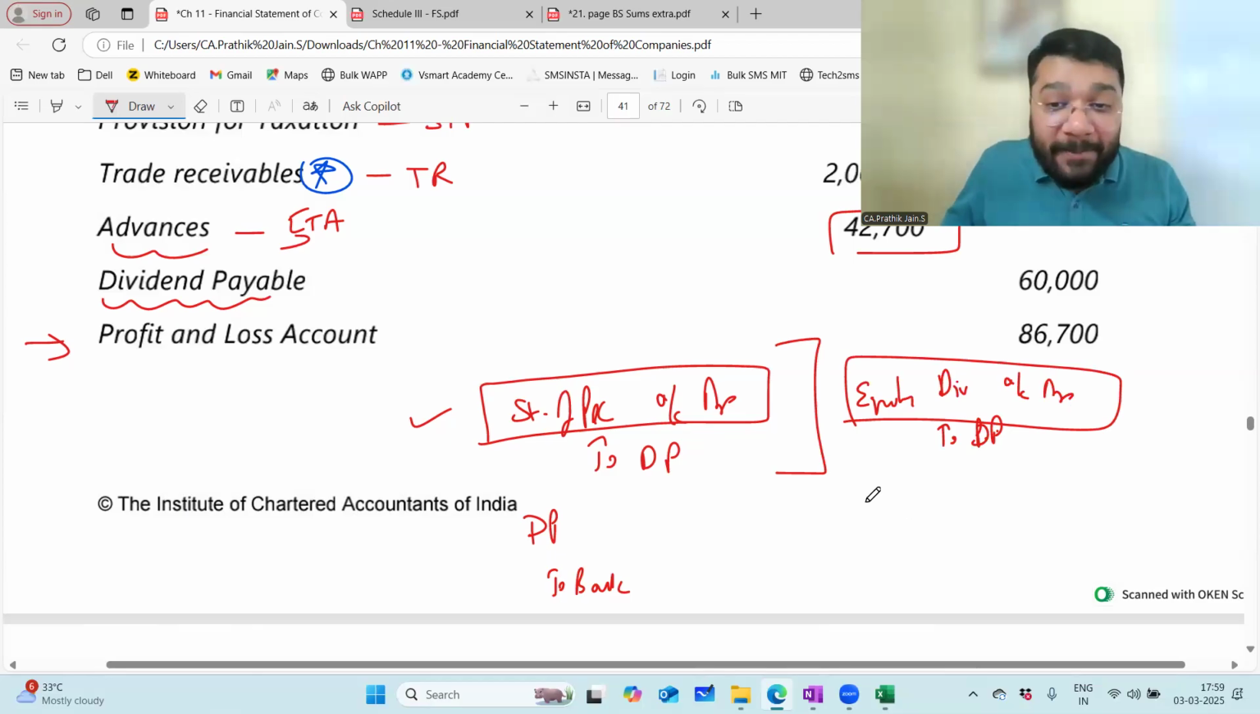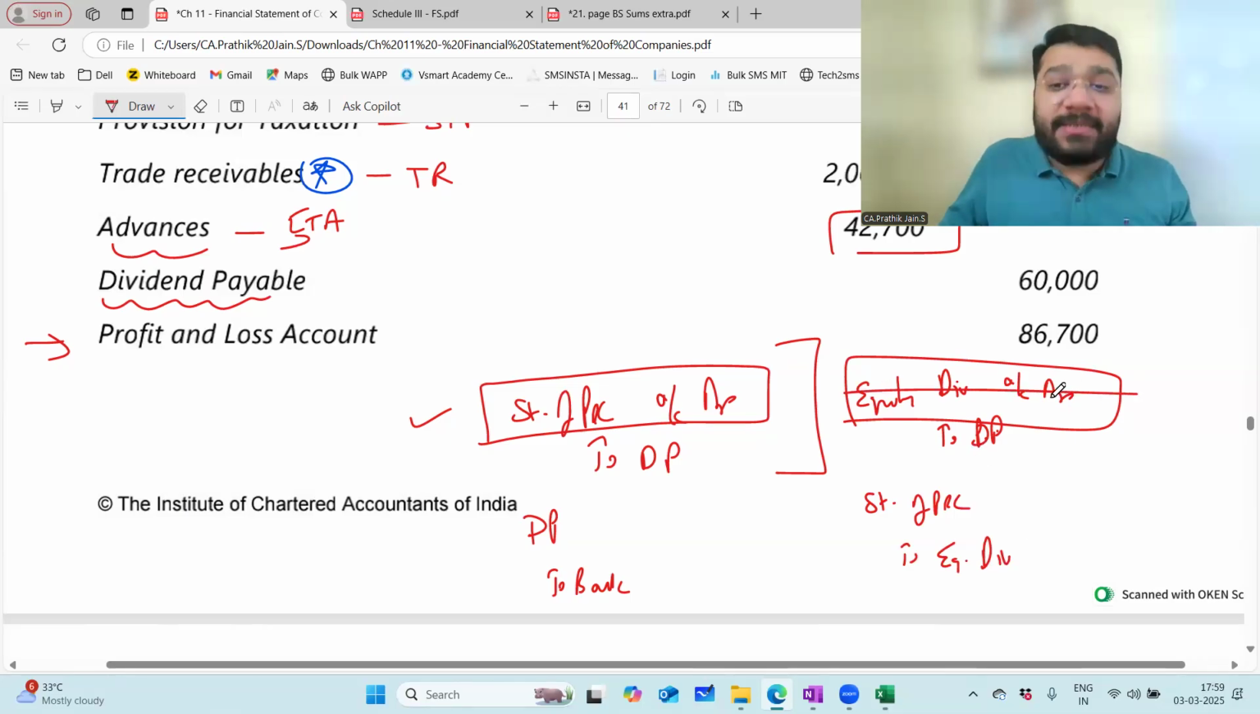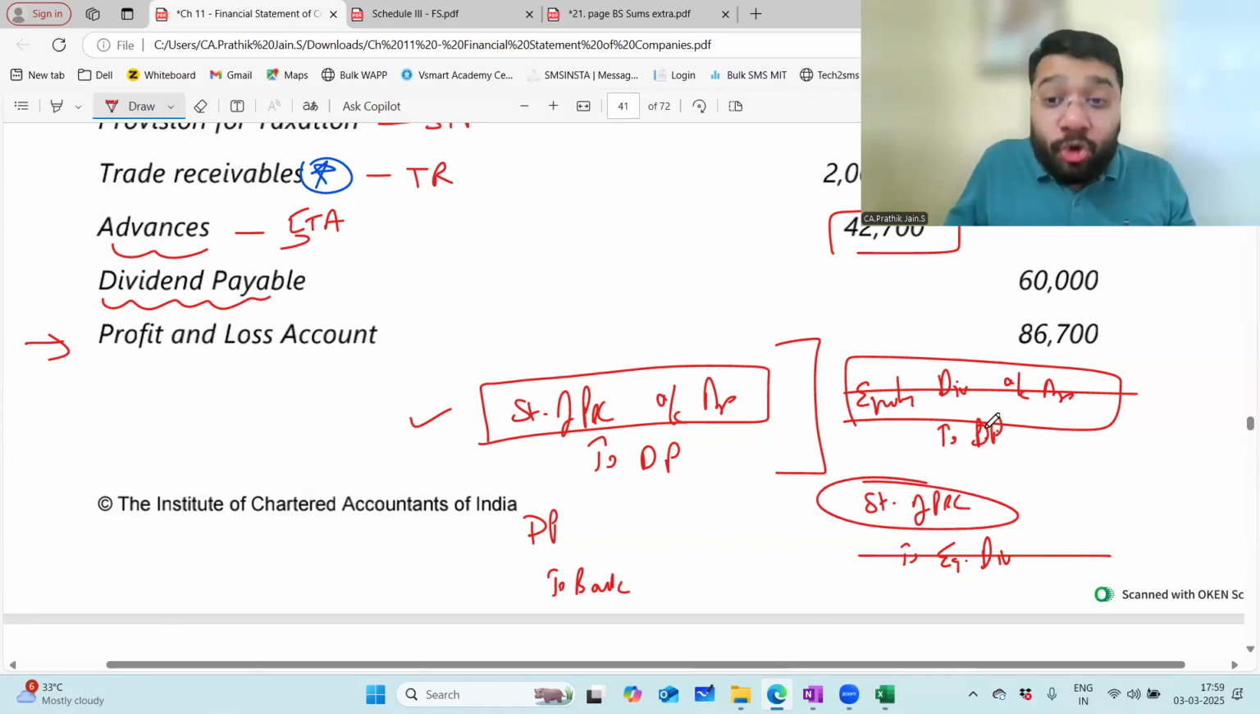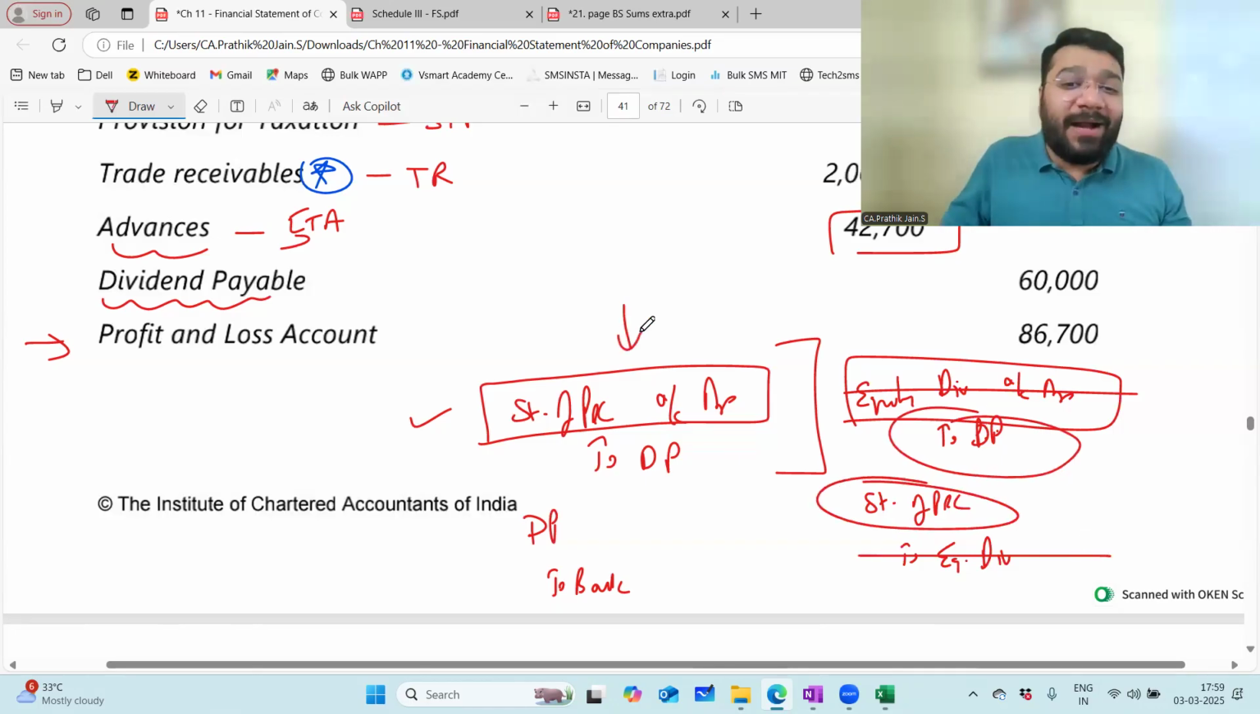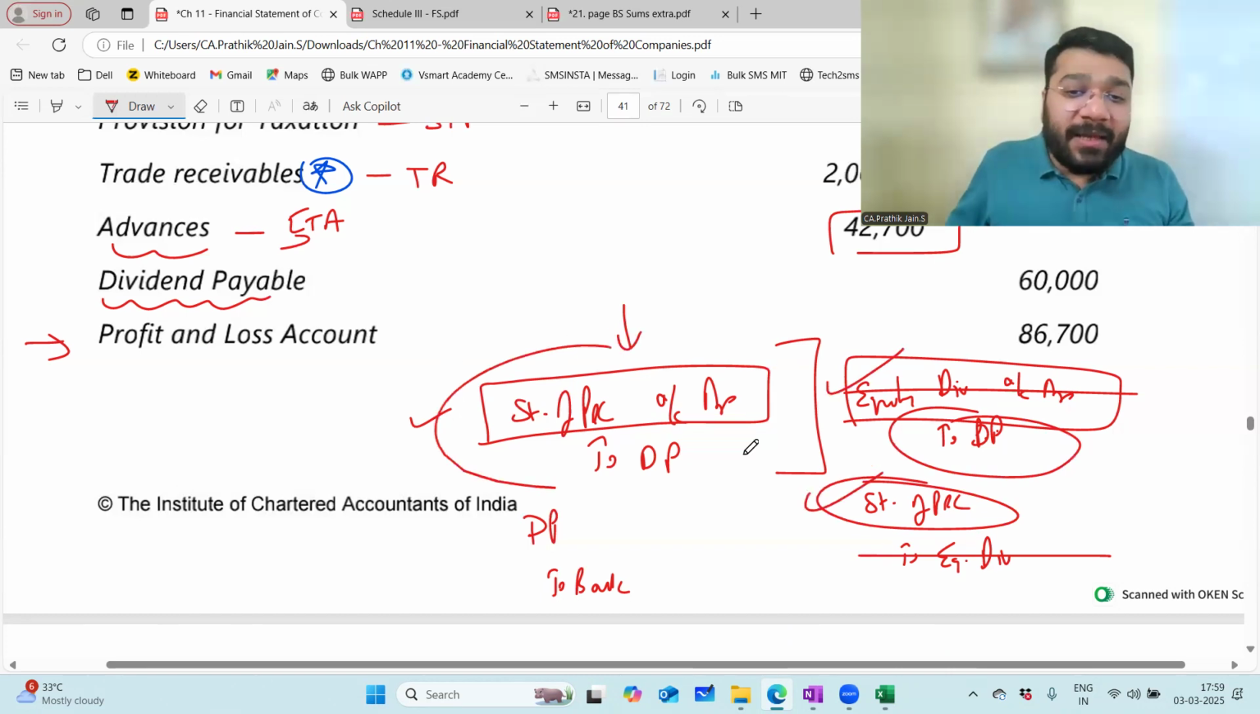What is my closing entry? Statement of P&L account debit to equity dividend. So what happens? This dividend in debit and this dividend in credit cancel, so what am I left with? Statement of P&L account in debit to dividend payable, which is nothing but this entry. So these two are the individual entries and this is the combined entry.